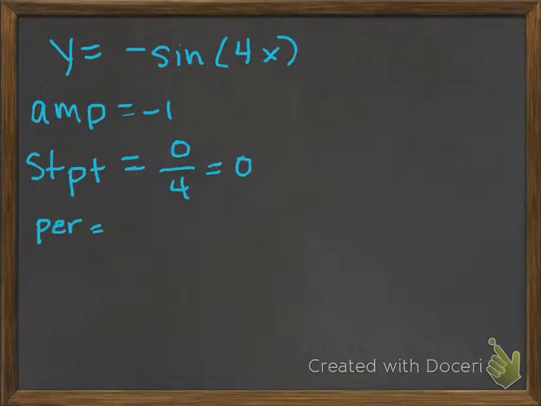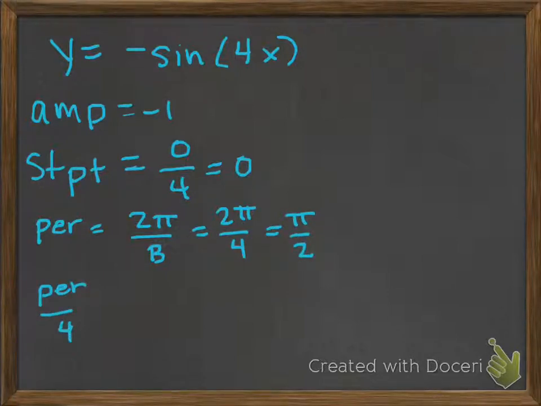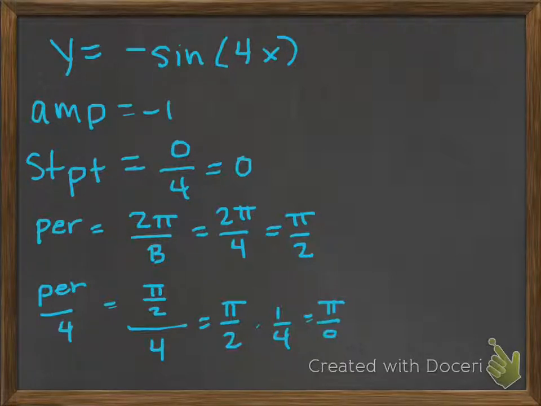My period is 2 pi over b, which would be 2 pi over 4, which will reduce to be pi over 2. And then to find our period over 4, I have to take my period value, which is pi over 2, and divide this by 4. And again, we keep the top, and I flip the bottom. So what we are adding each time is pi over 8.